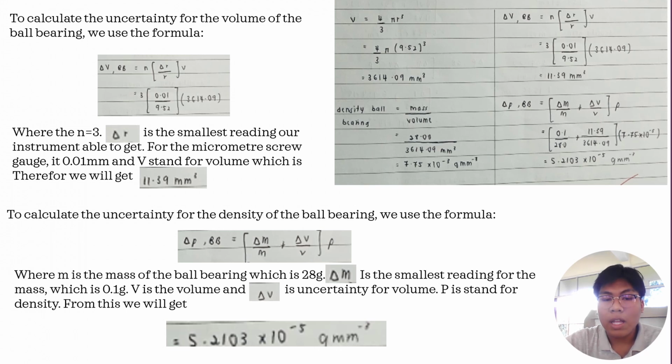To calculate the uncertainty for the density of the ball bearing, we use the formula on the screen display, where M is the mass of the ball bearing, which is 28 gram, and δM is the smallest reading for the mass, which is 0.1 gram. V is the volume, and δV is the uncertainty for the volume, ρ is the density. From this, we will get the answer like the screen display.